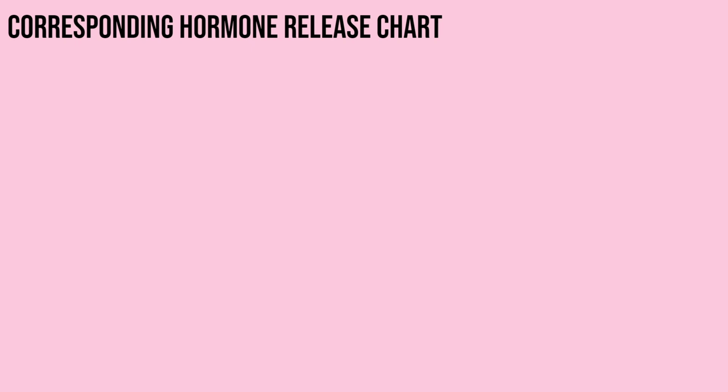So this is also due to the corpus luteum. Again, once we have low estrogen and progesterone, that stimulates GnRH, which stimulates FSH, which starts it over again. So I'll label these as progesterone and estrogen.